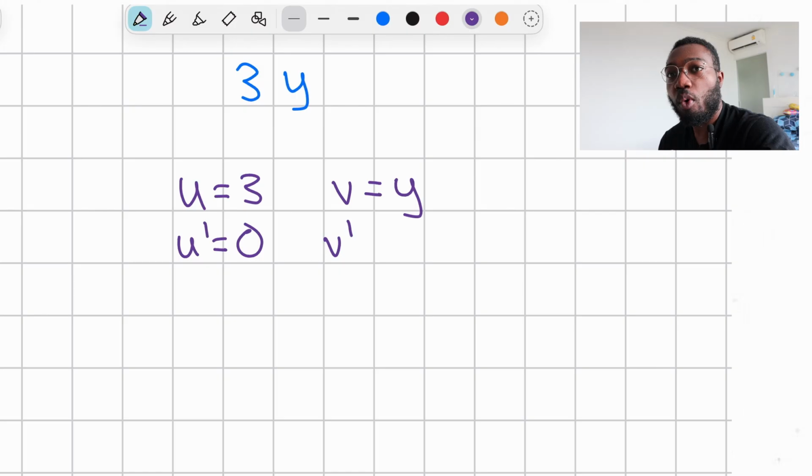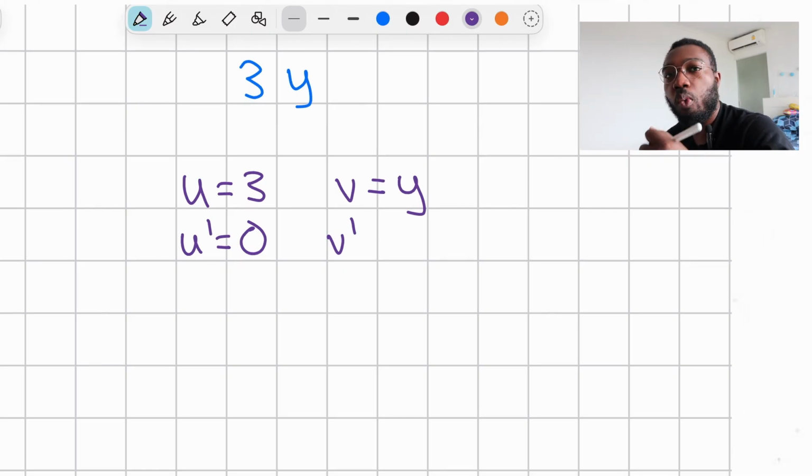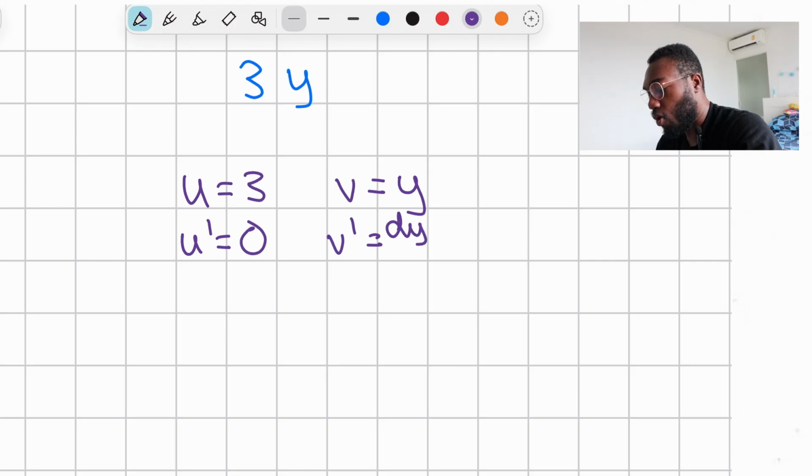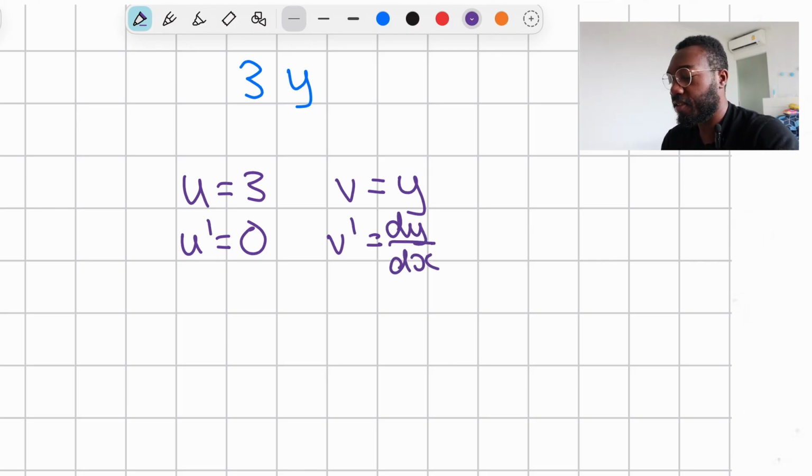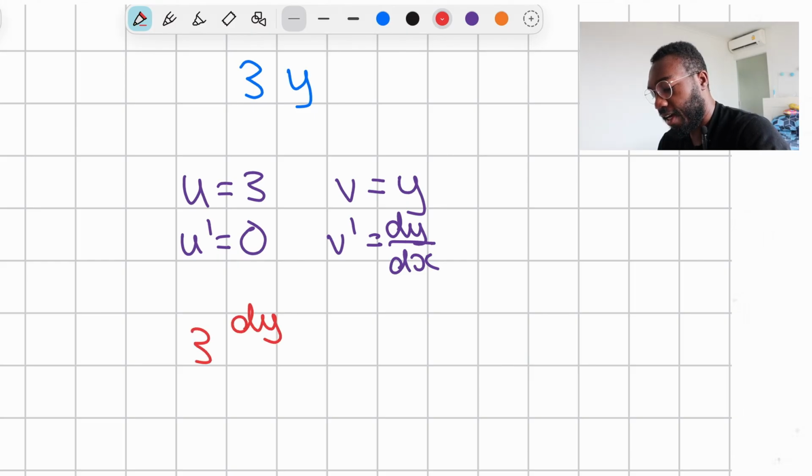If we differentiate that y with respect to x, because y is a function of x, that would become dy over dx. And then at this stage, we just use the product rule. So that will be u times v dash, which is going to be a 3 dy over dx. And then u dash times v, that's just 0 times y, so that will just give us 0, so we don't include it. Therefore, if we differentiate 3y with respect to x, it is just going to be 3 dy over dx.